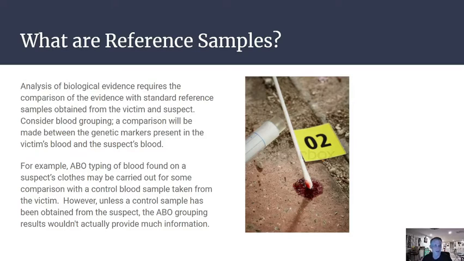So you have to consider blood groupings, right? A comparison will be made between the genetic markers present in the victim's blood and the suspect's blood. For example, ABO blood typing found on a suspect's clothing may be carried out for some comparison with a control blood sample taken from the victim. However, unless a control sample has been obtained from the suspect, the ABO blood grouping results wouldn't provide much information and just tell us the blood type.